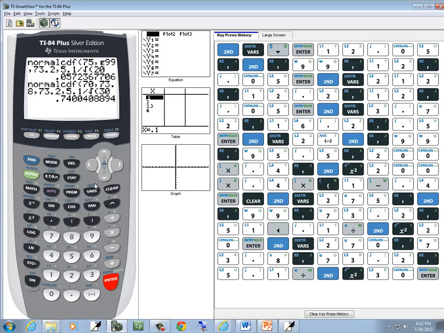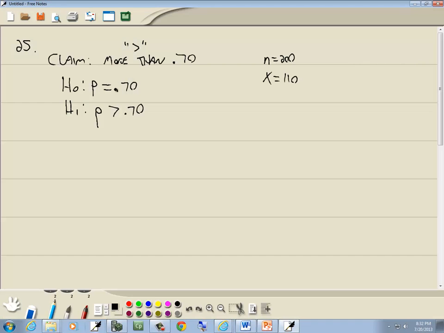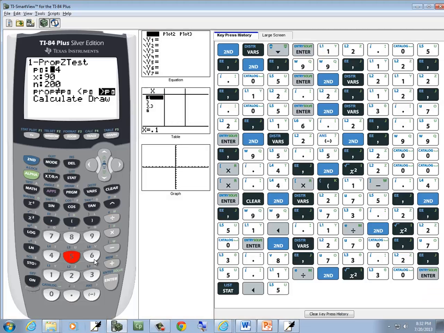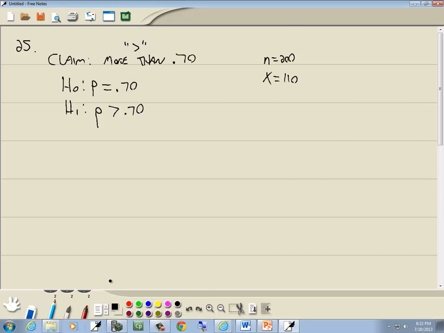Okay, to find the test statistic, and this is for a proportion, we're going to go into stat, left arrow to test, and we want to choose 1-PropZTest. So number 5. Now it'll ask us for p naught, and p naught is always a number off of our claim. So it'll be 0.70. x, which was 110. n, which was 200.